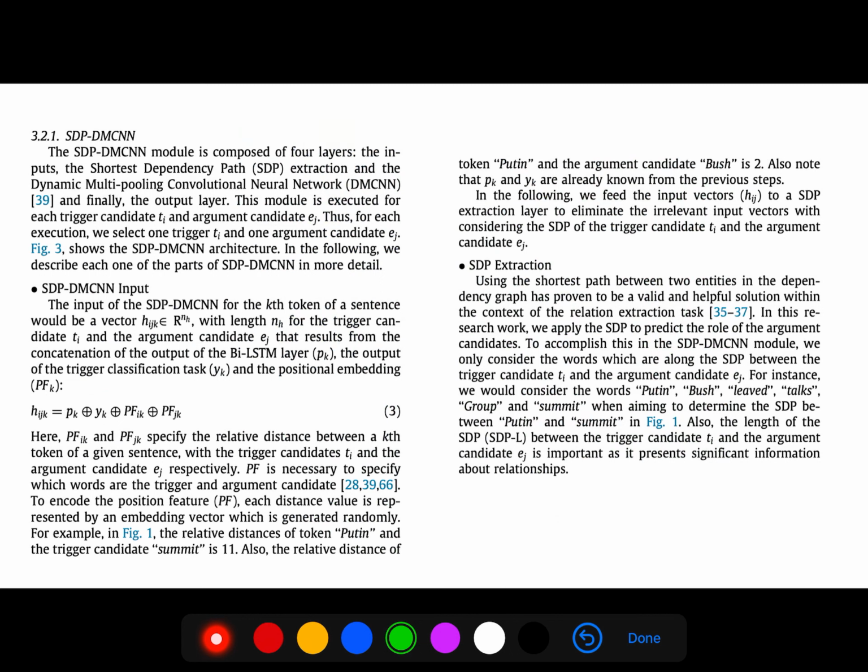But the input for the kth token of sentence would be a vector with length n sub h. Here is important because they specify the relative distance between a kth token of a sentence with trigger candidates. So it's a good feature, and we know this is the PFk, the positional embedding.